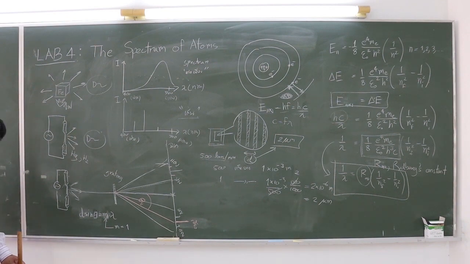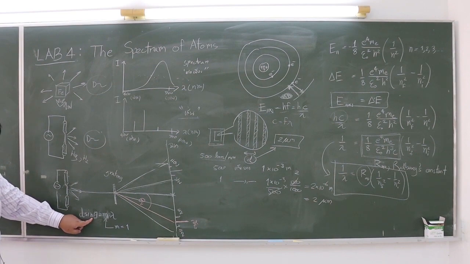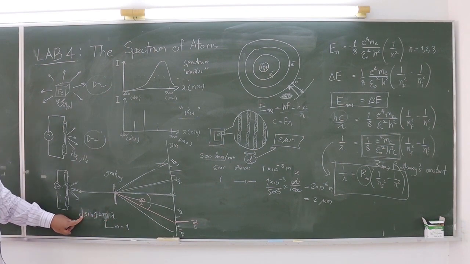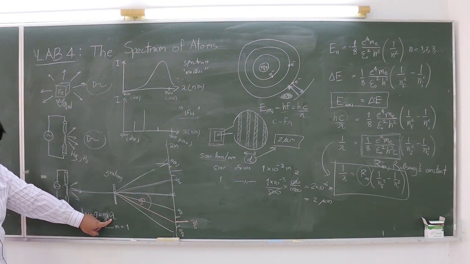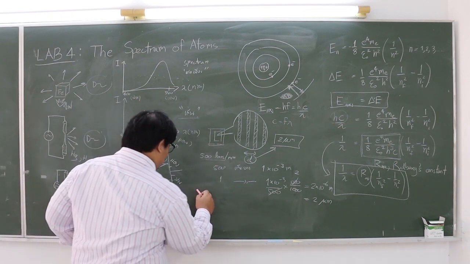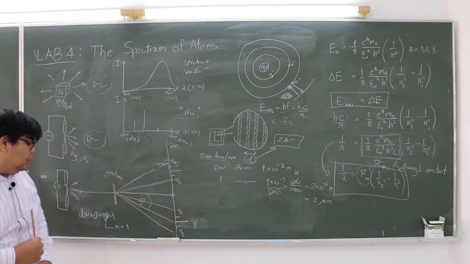From this equation, if you can measure the angle theta, and I tell you the wavelength lambda, you can calculate d, right? Or on the other hand, if you can measure theta, and I tell you the value of d, you can also calculate lambda, okay? This is the equation that we use in the first and the second table in your report.